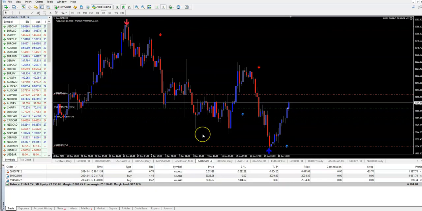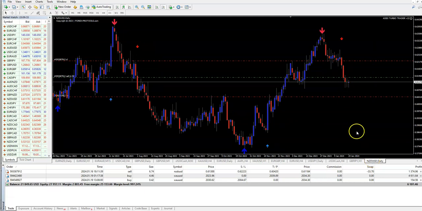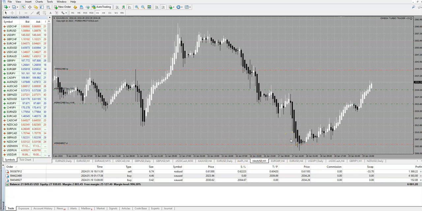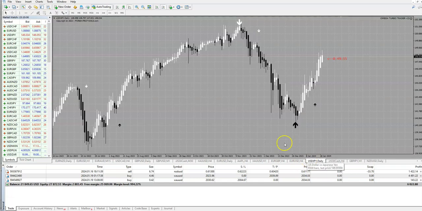Then what we have here is Adex Turbo Trader, you see, in gold trading here. Also Adex. Also you have indicator and trader, both on the same chart. Also very interesting, on gold we have two trades. One is with Adex Turbo and the second is with Omega Turbo Trader. You see here it entered the trade. Also Omega Turbo Trader, you have indicator and trader.